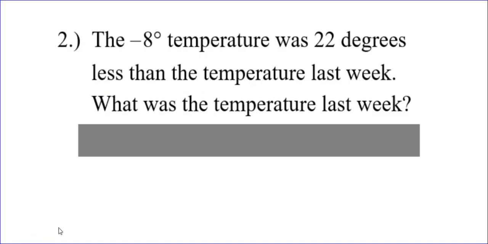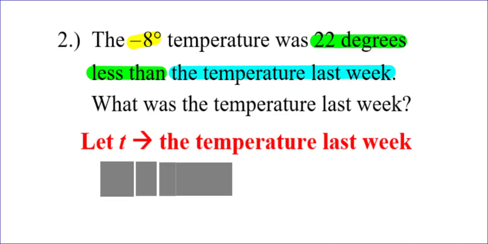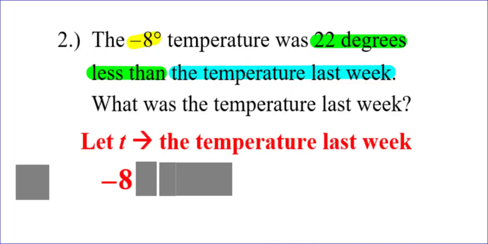Problem number 2. The -8-degree temperature was 22 degrees less than the temperature last week. What was the temperature last week? Let's define our variable. We will let T represent the temperature last week. And then we can break this down piece by piece. -8 means -8. 22 degrees means 22, but it says 22 degrees less than. Let's refresh your memory. The phrase less than is going to mean subtraction, but the order switches. So on our problem, it said 22 degrees less than, as I have highlighted in green for you.